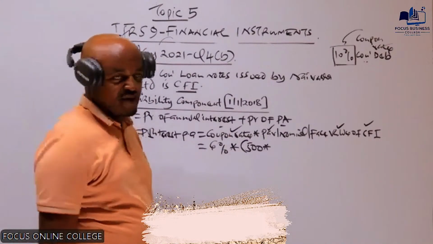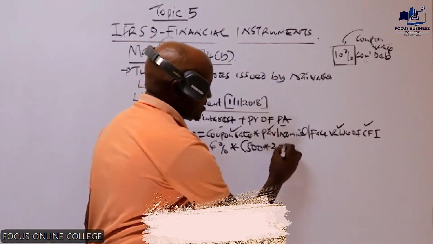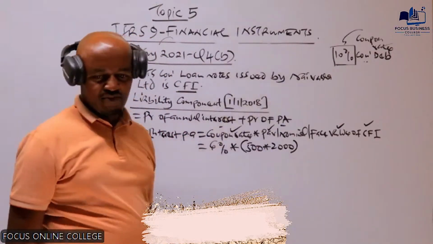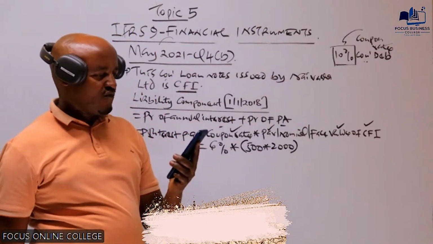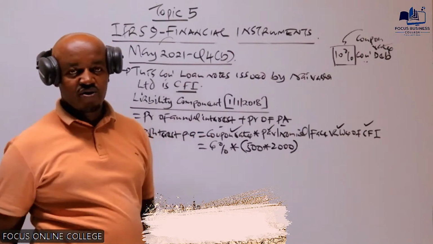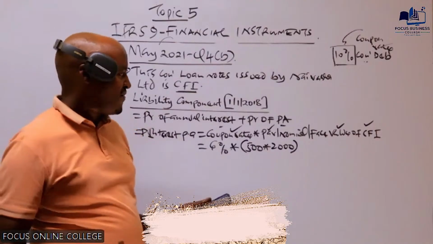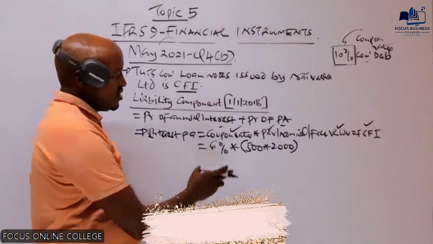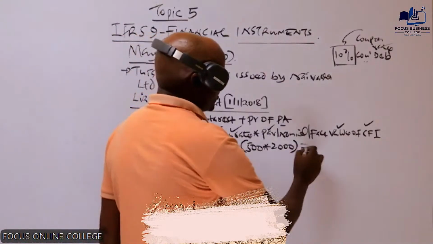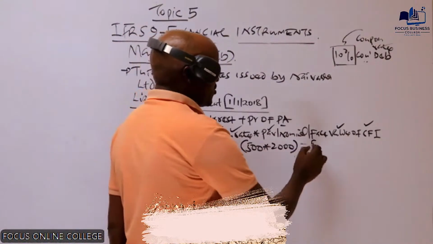We need to get the total par value of this. So what does that mean? It basically means that we have to multiply this by the par value of each, because we are told the par value per loan note is 2,000. So the total par value of these loan notes which were issued will be 500 times 2,000.